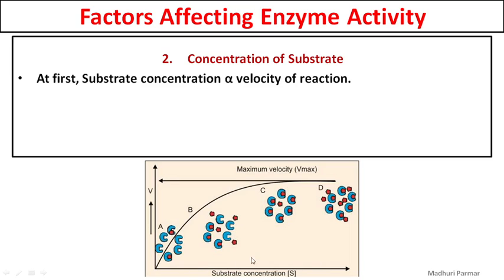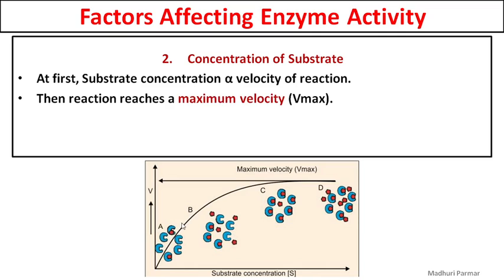And on the x-axis, you have the substrate concentration. At lower substrate concentration, as the substrate concentration keeps on increasing a little bit, the velocity also keeps on increasing. So you can see this linear rise, which is proportionality. As the substrate concentration is increasing, the velocity is also increasing. So you can see it is proportional. After some time, it reaches its maximum velocity. Maximum velocity is the highest rate it can reach.